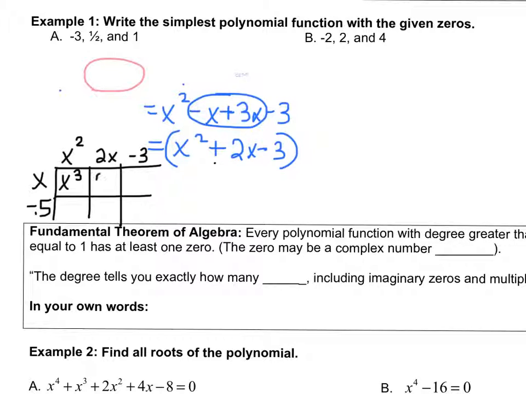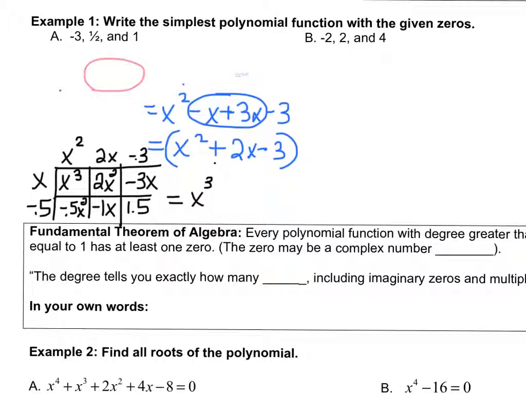We'll get x to the third, 2x squared, and -3x in the top row. -0.5 times x squared is -0.5x squared. -0.5 times 2 is -1x, or -x, and last, -0.5 times -3 is +1.5. So let's just combine like terms and we'll be done.